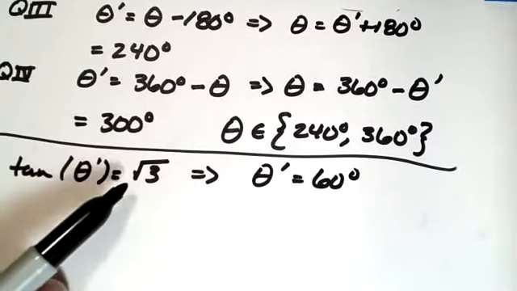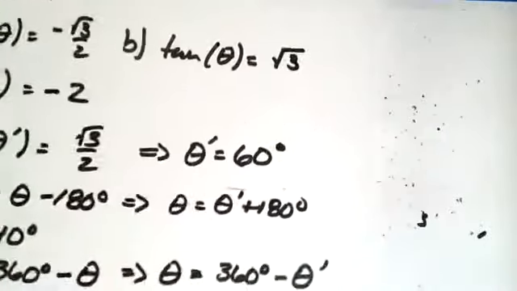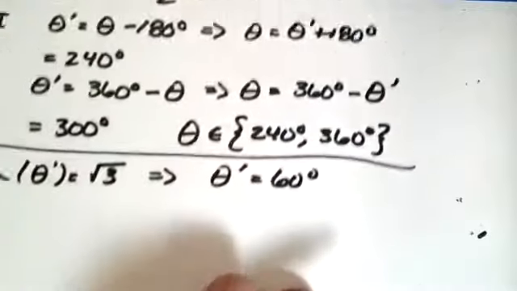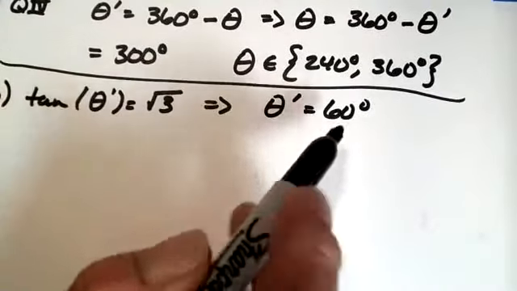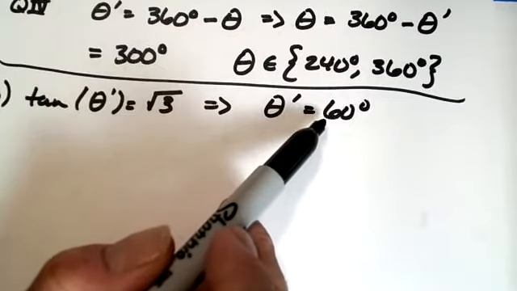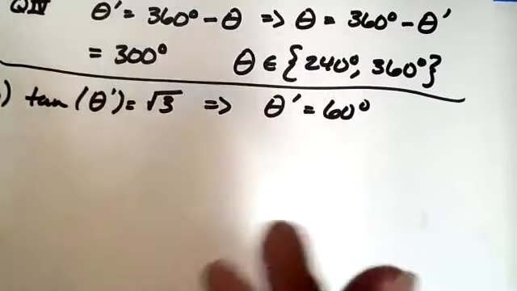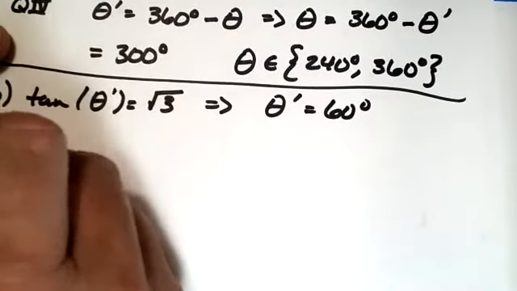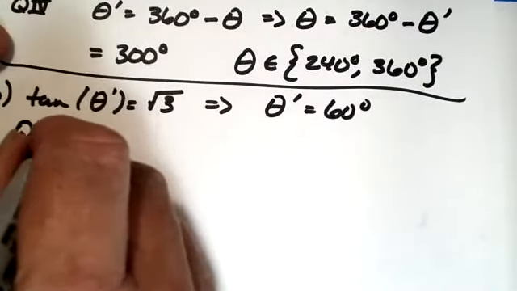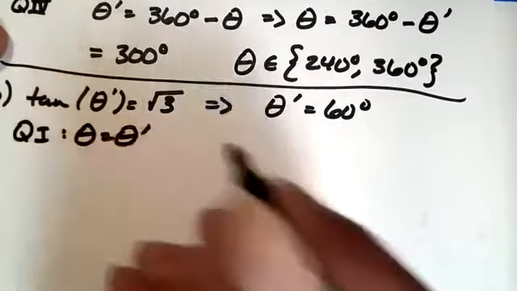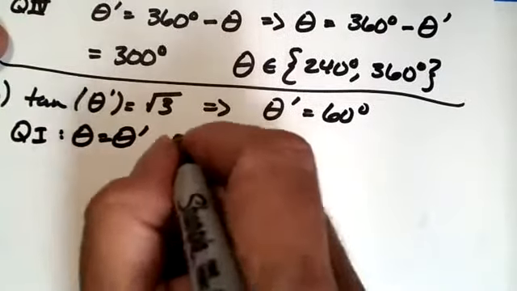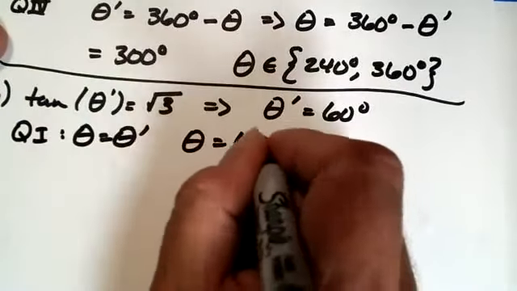Now, since we're looking at tangent being positive, we want to find the actual angle that corresponds to the two quadrants where tangent is positive and has a reference angle of 60. Now, one of them is quadrant 1. So in quadrant 1, theta equals theta prime. There's nothing to really be done there. So we have theta equal to 60 degrees.